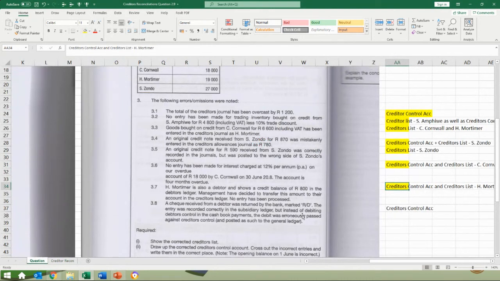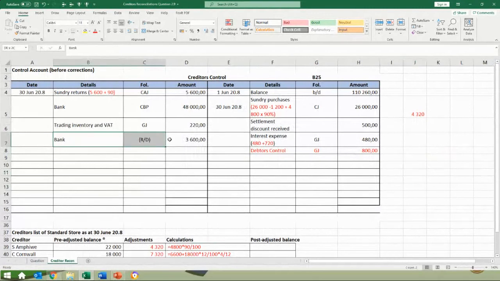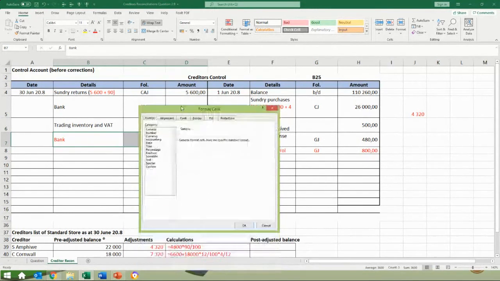And then the last transaction is the RD check that was incorrectly taken to our creditors control account. So if we go to the creditors control account, this here should be deleted. Okay, so let's quickly see. Strike it through.